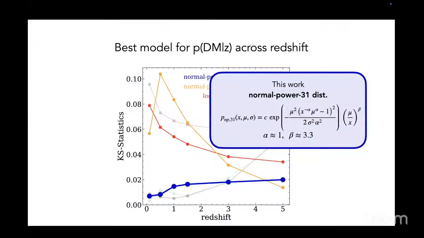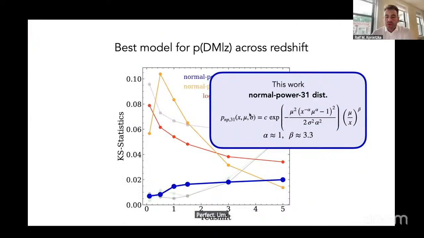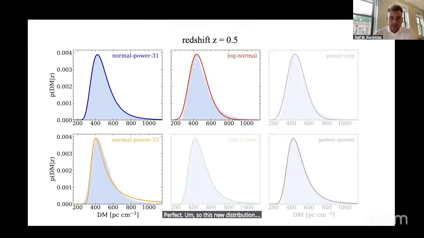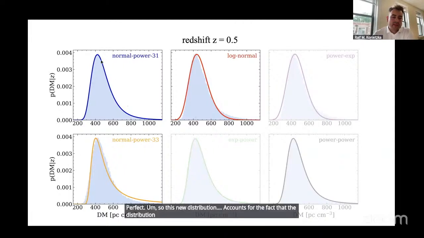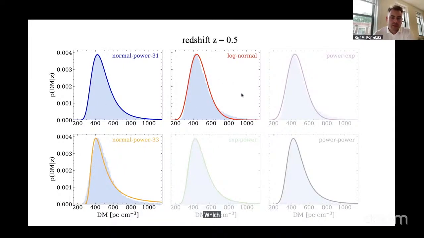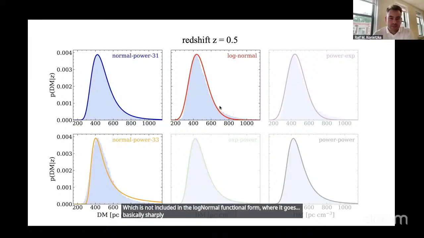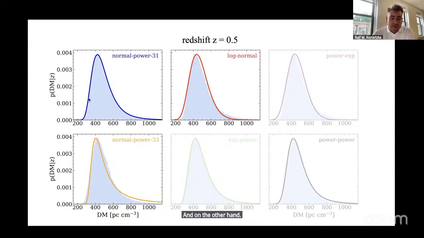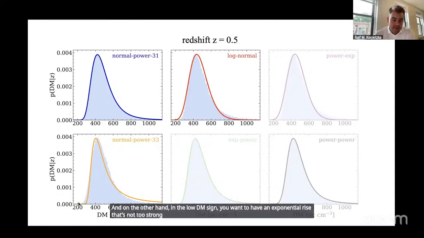So this new distribution accounts for the fact that the distribution function really wants a power law cutoff on the high DM end, which is not included in the log normal functional form, where it goes basically sharply down with an exponential decrease. And on the other hand, on the low DM side, you want to have an exponential rise that's not too strong. The McQuad rise here was a little bit too strong with this alpha parameter equal to 3. You want a little bit of a shallower rise.